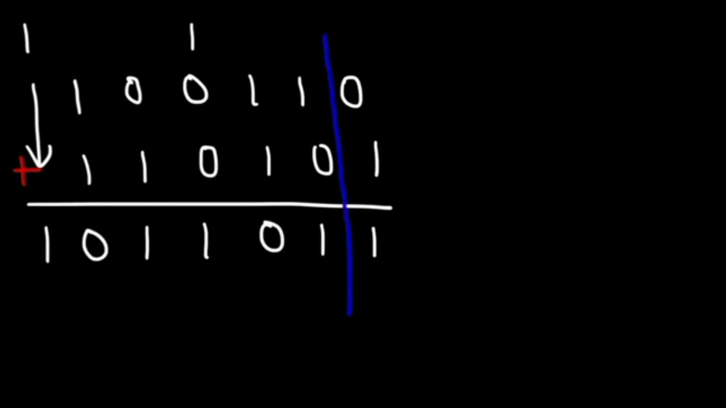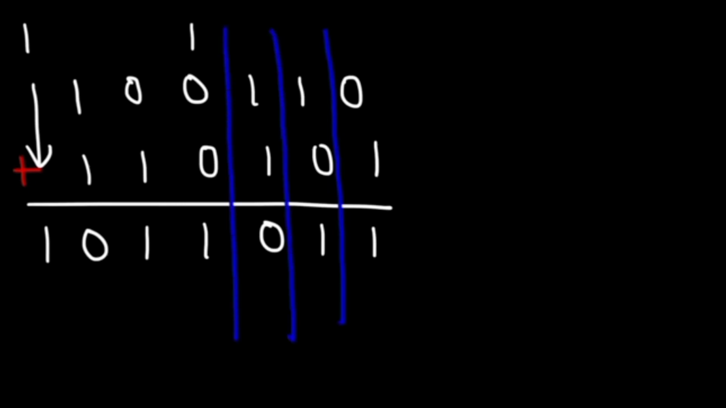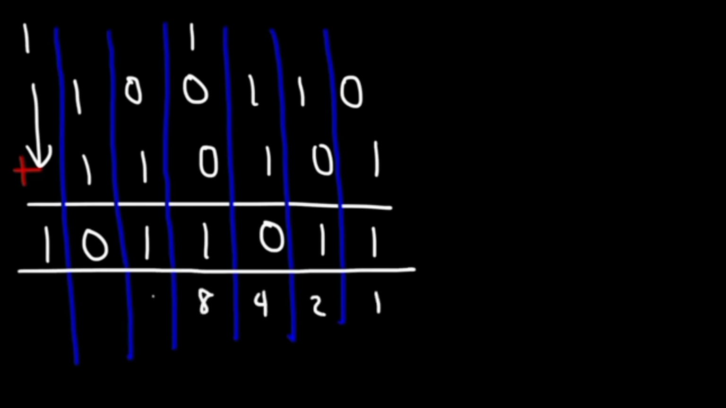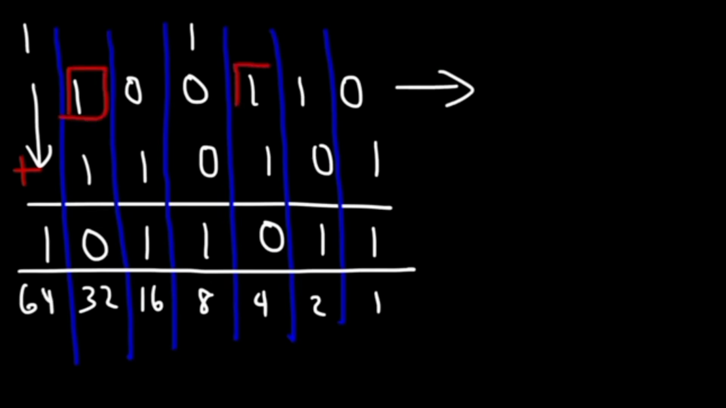So now let's confirm our answer, but let's separate everything into columns, just like we did before. So this is going to be 1, 2, 4, 8, 16, 32, and 64. So let's get the decimal equivalent of the first number. So we have a 32 plus a 4 plus a 2. 32 plus 4 is 36 plus 2, that's 38.